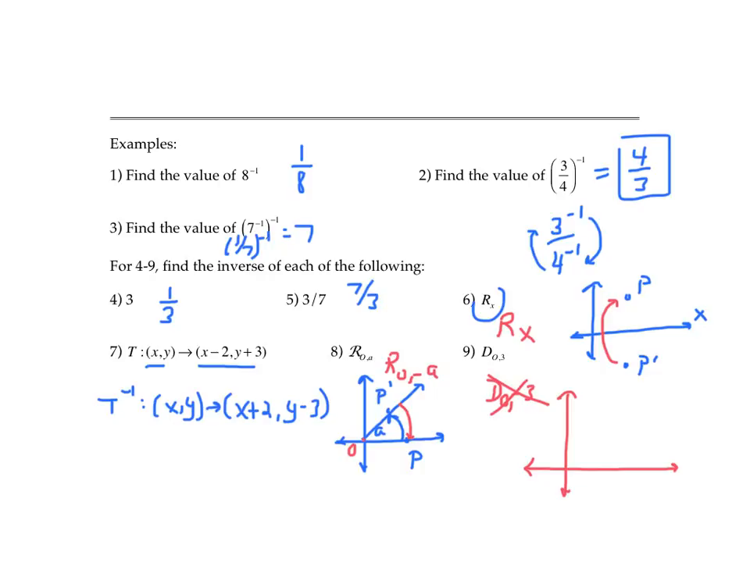A dilation centered at the origin with a scale factor of 3 would take some point P and move it 3 times the distance away. So take P prime and put it out here. Since we're trying to undo that, we want to bring that point P prime back to P. So the inverse of this dilation centered at the origin with a scale factor of 3 would be a dilation centered at the origin with a scale factor of 1/3.